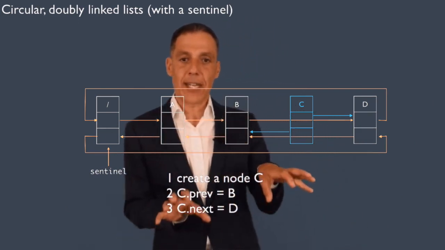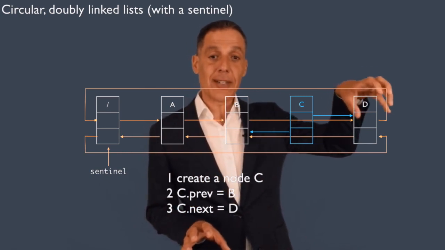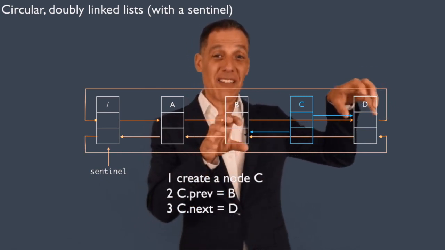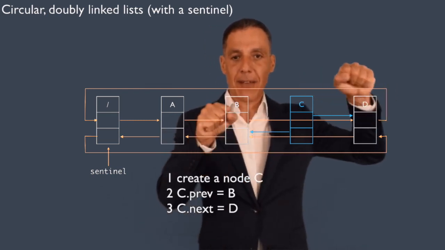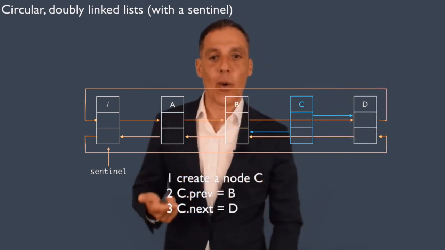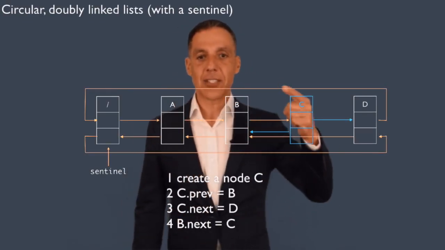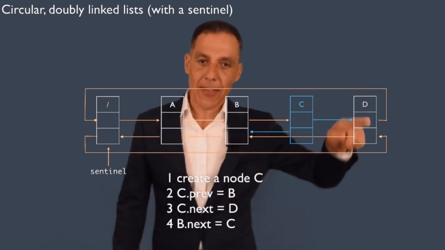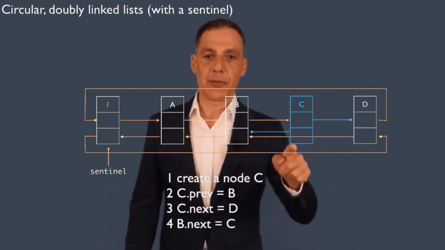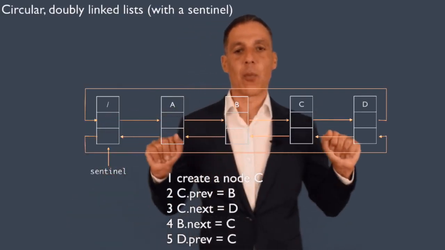So notice, though, that at this point, I know who the previous is going to be and who the next is going to be, because I have hooks into them through C. I've got their names. And now I've got to wire everybody up. So I'm going to take B's next and point it to C. That initially was here, and I'm going to move it to C. And then, of course, D's previous is going to move from B to C. And at this point, I'm fully wired up.